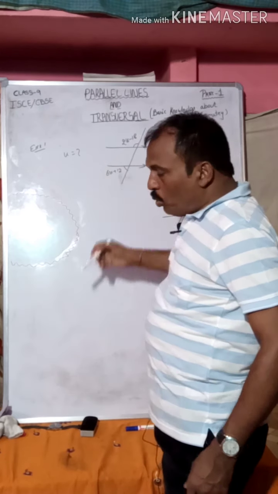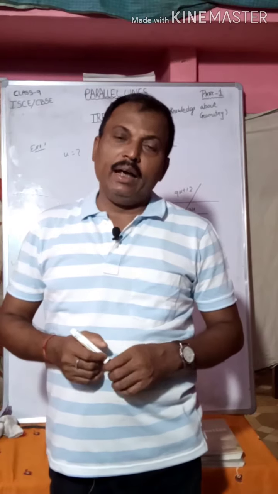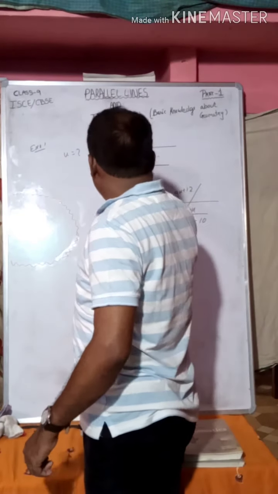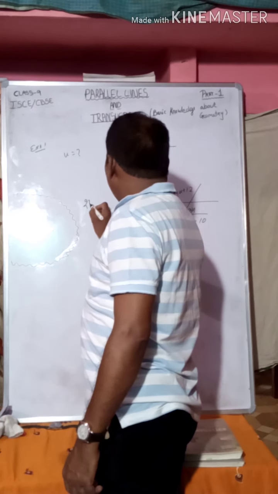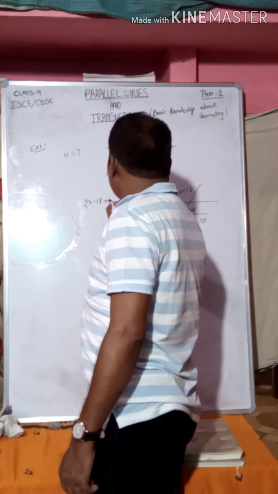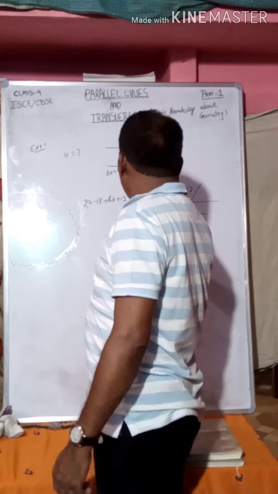called co-exterior angles. The sum of the co-exterior angles is 180 degrees. So this and this add to 180 degrees: 2x minus 18 plus 6x plus 12 is equal to 180.